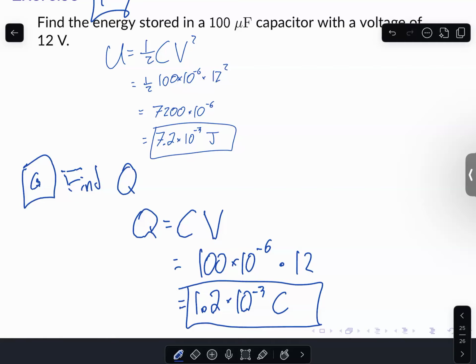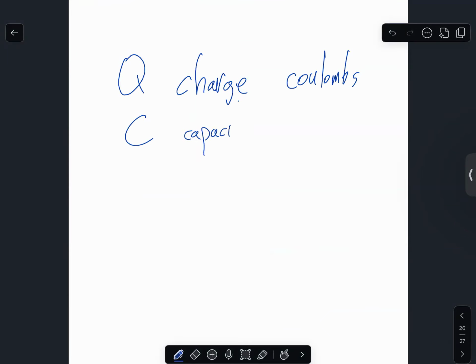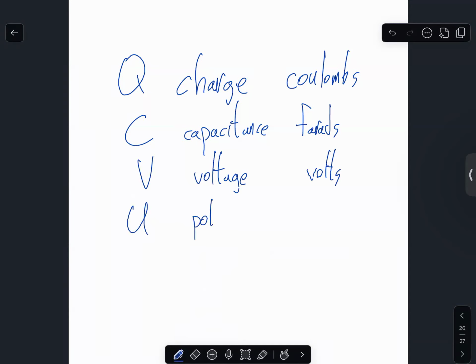Could I list all of the names and the units of charge, capacitance, voltage, and energy? Sure, why not? Q, charge, measured in coulombs. C, capacitance, measured in farads. V, voltage. Hopefully you remember this one. Measured in, you'll never believe this, volts. U, potential energy. Measured in always joules.